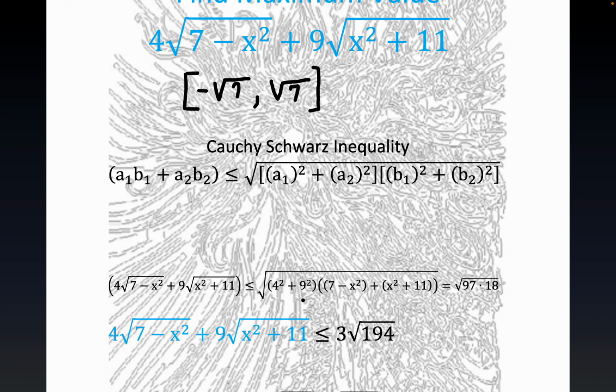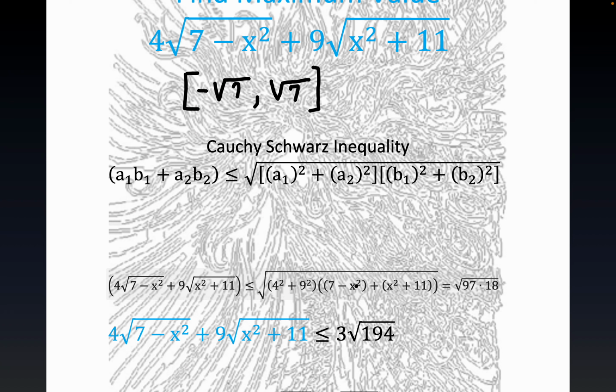Everything fits nicely. I took the trouble to square the relevant objects right here, 4 squared and 9 squared. Then also notice when you square the b's, it just removes the radicals. The radicand here is 7 minus x squared. When it gets squared, all that's left is 7 minus x squared. And after you do all the arithmetic, you get this statement right here.